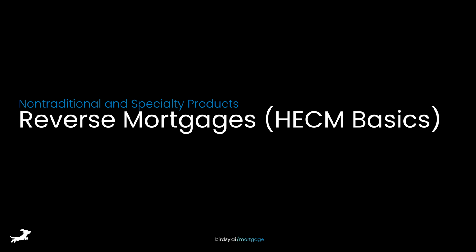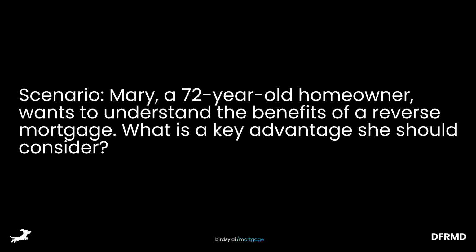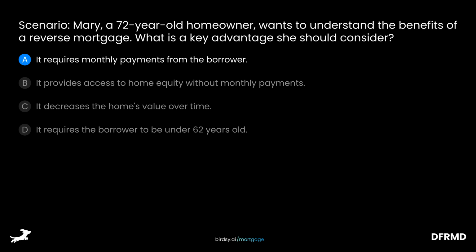Non-traditional and specialty products. Reverse mortgages. Scenario: Mary, a 72-year-old homeowner, wants to understand the benefits of a reverse mortgage. What is a key advantage she should consider? Is it A, it requires monthly payments from the borrower? B, it provides access to home equity without monthly payments? C, it decreases the home's value over time? Or D, it requires the borrower to be under 62 years old?